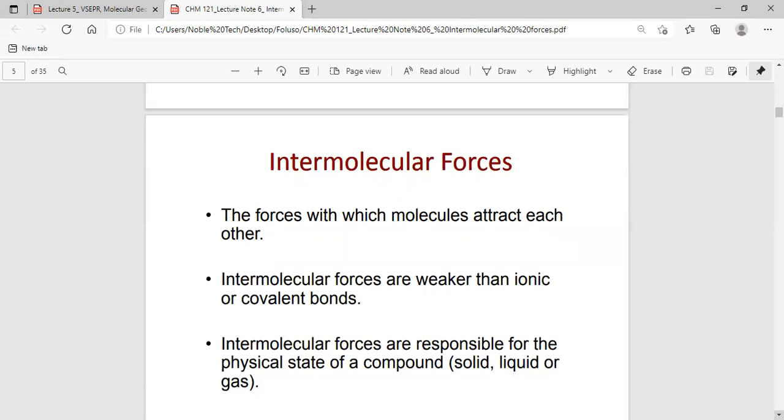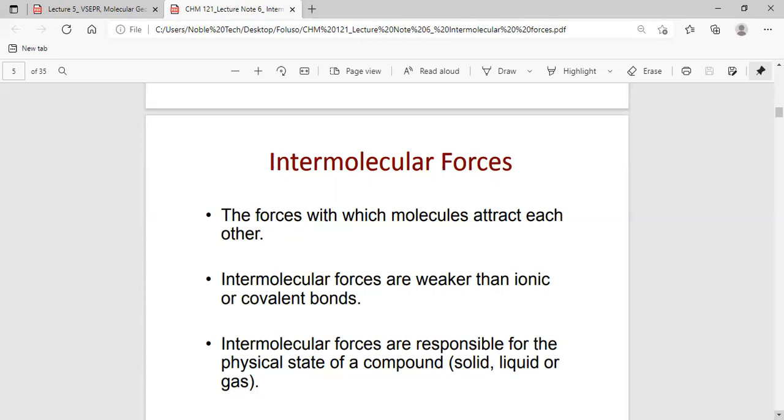These forces are weak. They are weaker than ionic bonds. They are weaker than covalent bonds. They are not really bonds. They are not holding the molecules together in a bond. They are only attractions. They are only forces.